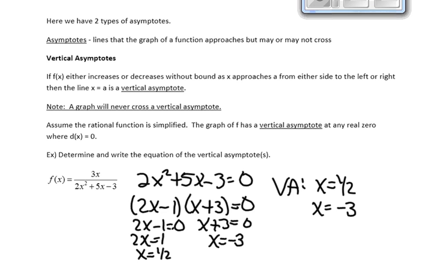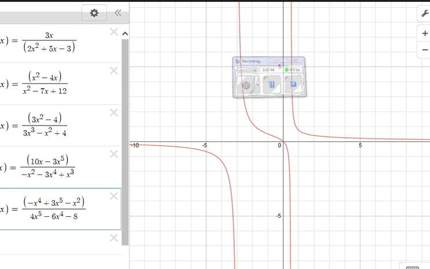Now I want to take a look at the Desmos for this then. So again, you can tell two vertical asymptotes. Here's one at x equal to 1/2, and then the other one at x equal to -3. So in this particular case, the graph shows we have two vertical asymptotes.